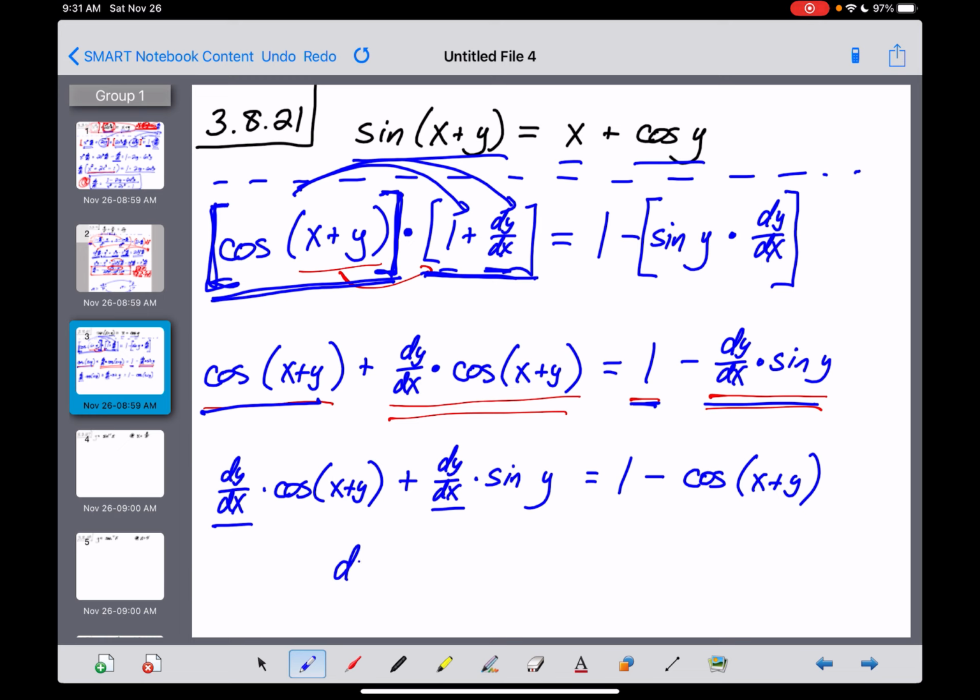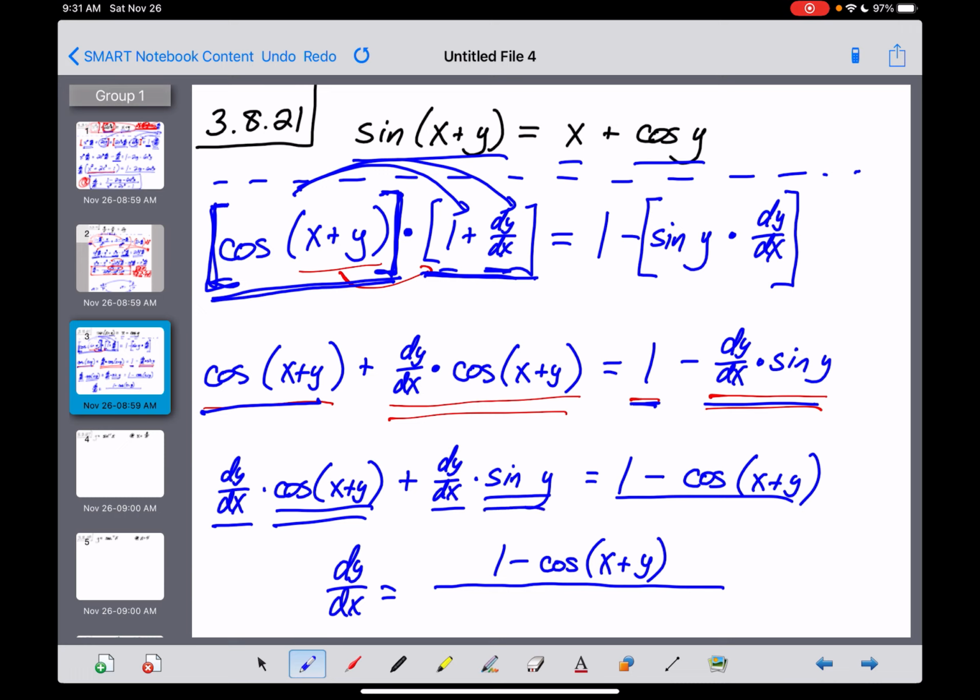So I think this should be our final answer now. Dy dx is equal to, here we go, the numerator is the former right side of the equation, 1 minus the cosine of the sum of x and y. And the denominator is what's left when we divided out the dy dx, so that is going to be a cosine of x plus y, and then a plus sine of y down there on the bottom. And that's kind of a mess, you guys, but I certainly don't think that anything right here is going to be able to be canceled out.